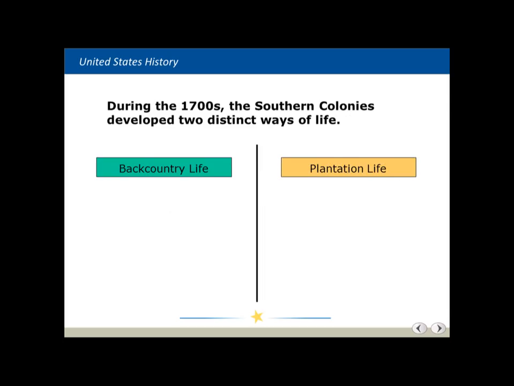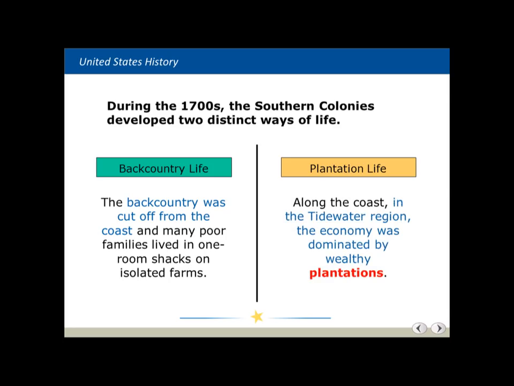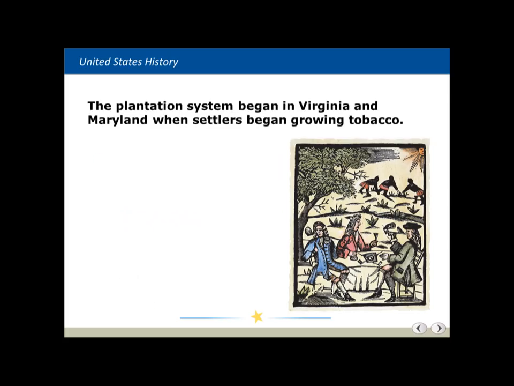During the 1700s, southern colonies developed two distinct ways of life. You've got the backcountry life and plantation life. The backcountry was cut off from the coast. Many poor families lived there, one-room shacks, isolated farms. Again, very, very poor. Plantation life was along the coast, the Tidewater region. Again, you had wealthy plantations. These could be 1,000-acre plantations. They were almost mini cities. So there was quite a discrepancy between the rich and the poor in the South.